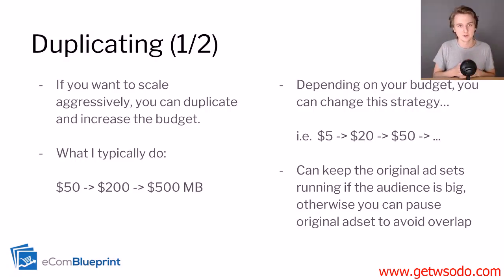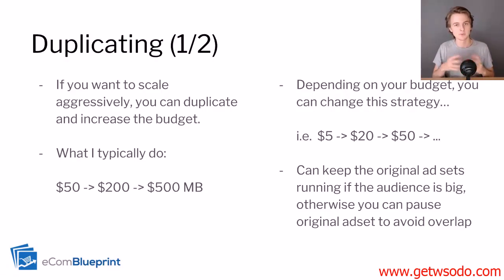And so, if you're running at high budgets and the audience is smaller than like 1 million people, then you would probably want to turn off the original ad set to avoid overlap. But if you have an audience of like 100 million people or 50 million people, realistically, you can duplicate a lot and you're not going to get audience overlap because the audience is so big. And so that's what you can do with duplicating. And it's really for scaling aggressively.